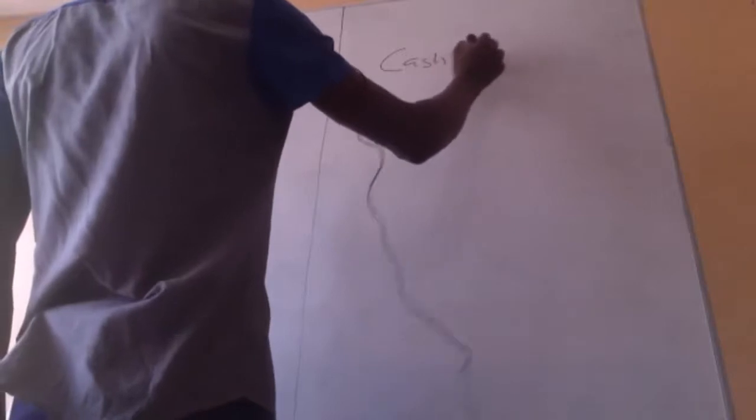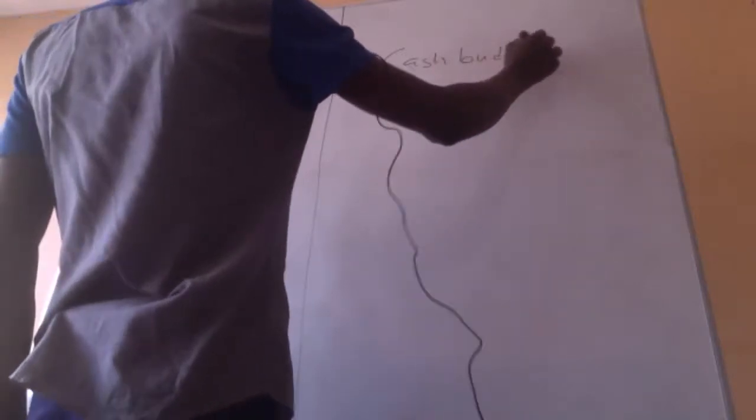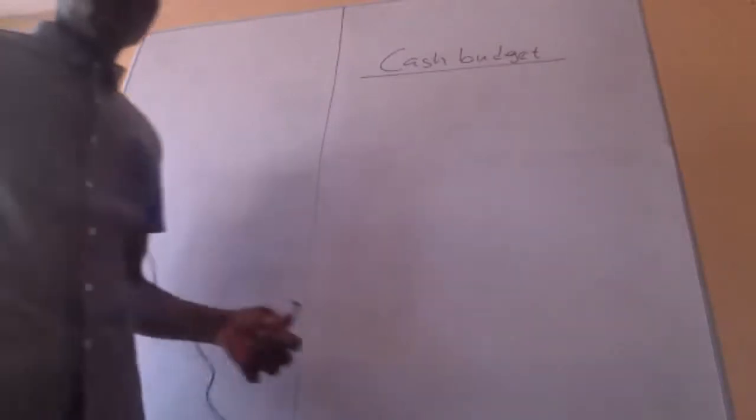So when you talk about cash budget, it's just an estimate of your inflows and then outflows for the coming fourth year. So cash budget: your inflows and outflows for the coming fourth year.